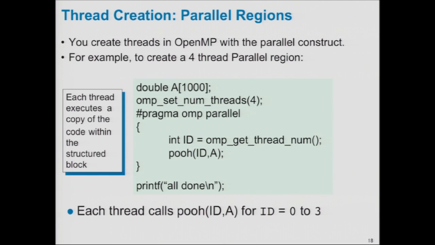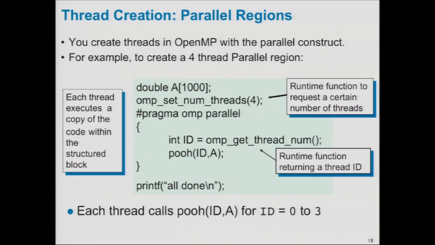The set num threads routine says for all OpenMP parallel regions, use 4 threads. So that's what we get here. It says from now on use that certain number of threads. And here's another runtime function that says, well, I created 4 threads, which thread am I? Each thread is going to call that function, and we'll get 4 copies of it.